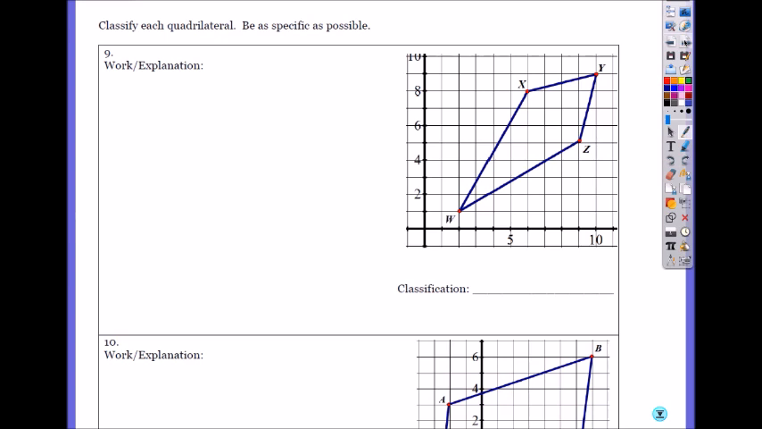So first, what you can do is look at them and see what kind of quadrilateral you think it is. What kind of quadrilateral does it look like? It looks like a kite, but that doesn't mean you can just write kite. You have to prove it. So what were the characteristics of a kite?